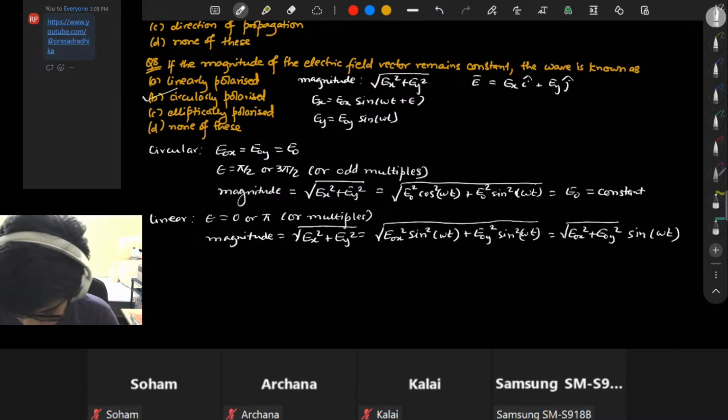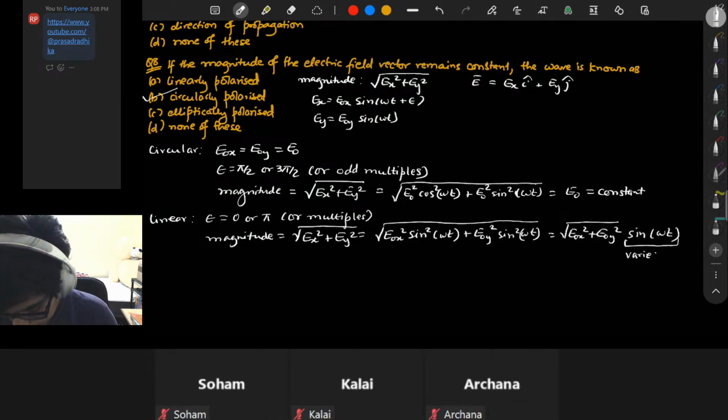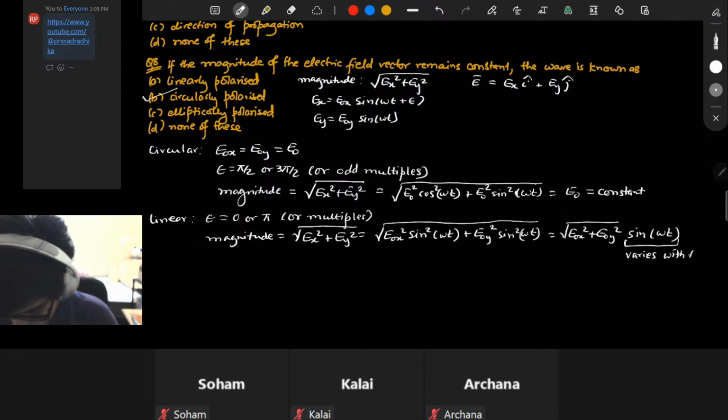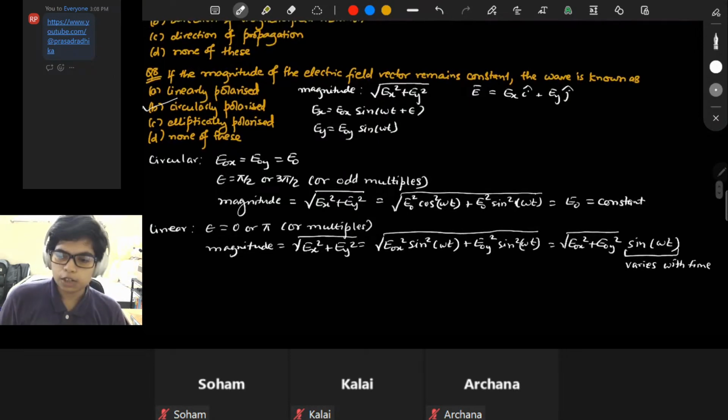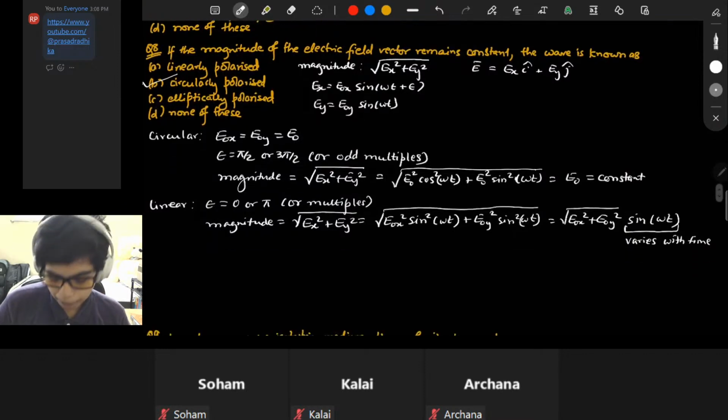Okay, and this, you see, varies in time because of the sine omega t function. This magnitude varies as a function of time. It keeps on changing with time. At t equal to 0, magnitude is 0. At omega t equals pi by 2, magnitude is maximum. Again, at omega t equals pi, magnitude is 0. So it is changing in a sinusoidal manner as a function of time.